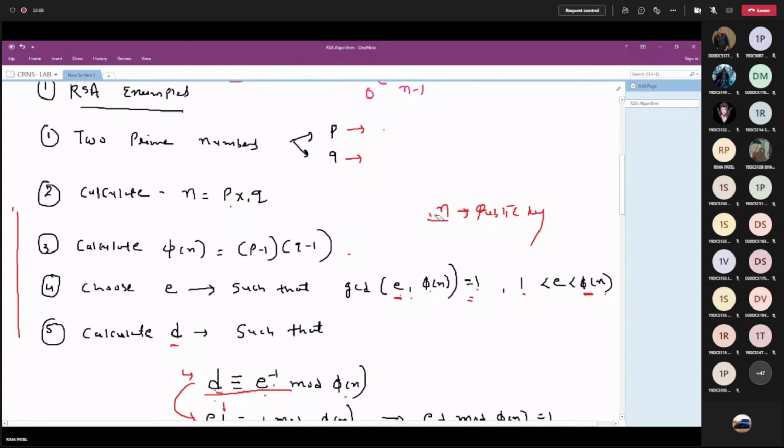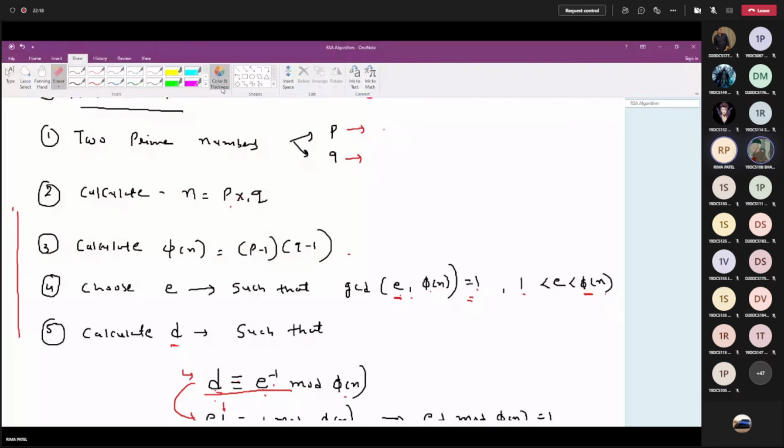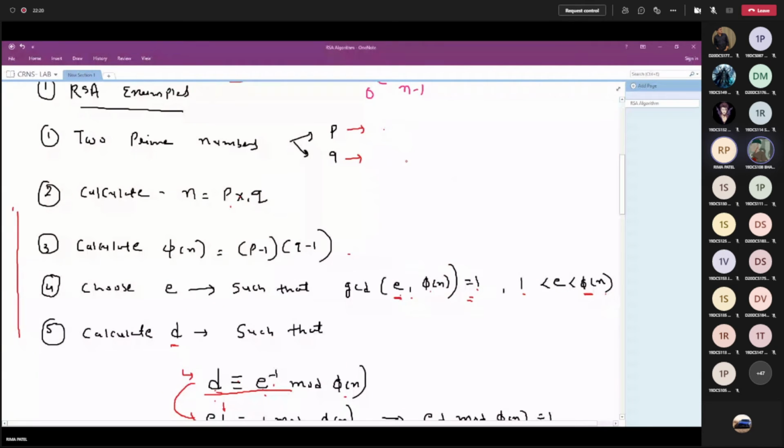So the very first step is to choose large prime numbers. Select two prime numbers. We know how to select a prime number and how to check the primeness of a number, right? That was the very first concept that I taught you in the lecture. So P and Q should be prime. You just select them. The next step is to calculate the value of n. You just need to multiply P and Q, and you'll get n.